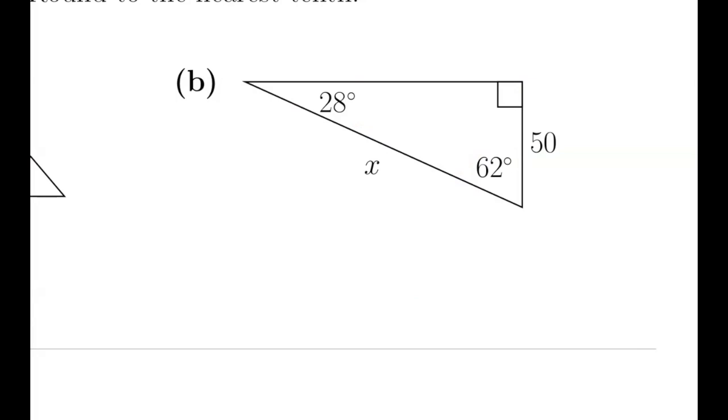So the first way, look at the 62-degree angle and notice that we know the side adjacent to that, and we're looking for the hypotenuse x. So maybe cosine of 62 degrees is equal to 50 divided by x, and then you solve for x. That's one way you could do it. The other way is you can use the 28-degree angle and use sine because we have the length of the opposite leg and we're trying to find the length of the hypotenuse.